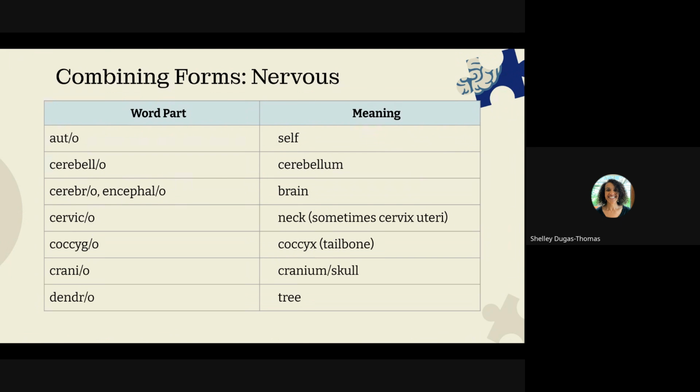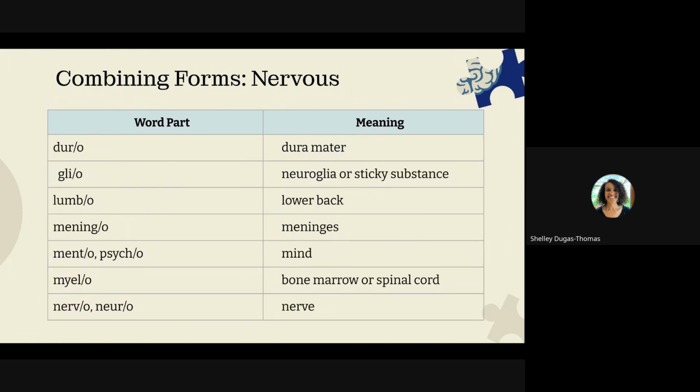Cervical means neck. Be careful in the gynecology chapter. This refers to the cervix or the uterus, but in neurology, it always refers to the cervical spine, the neck. Coccygeal or cranio refer to the tailbone or skull. Dendro means tree. Think of dendrites branching off the tree. So duro means hard or tough. It refers to the dura mater, the tough outer layer of the meninges protecting the brain.